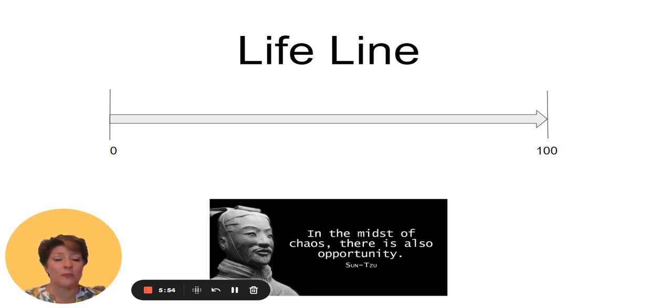So we have P to R, present to retirement. Now I want you to think about that D-Day, that death day. When do you want to die? If you got to pick, when would you want to die? This is your lifeline.